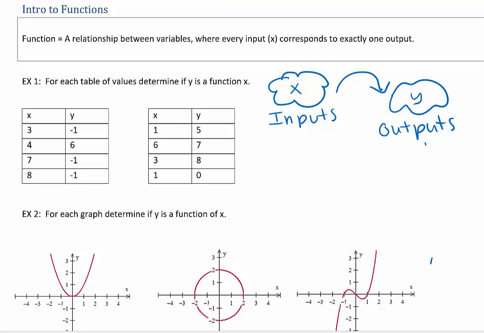Today I'm going to give you a brief introduction to the idea of functions. We haven't used this word function yet, but we've talked a lot about things that are functions. So I'm going to start by giving you a definition. I have it typed up on my notes.